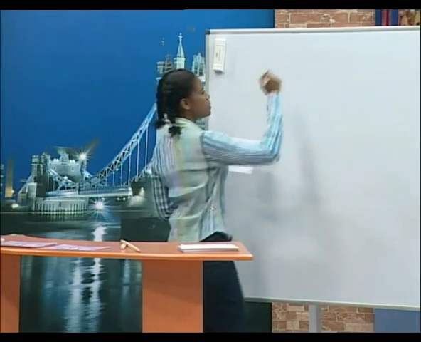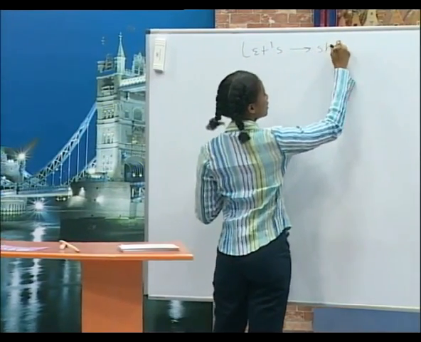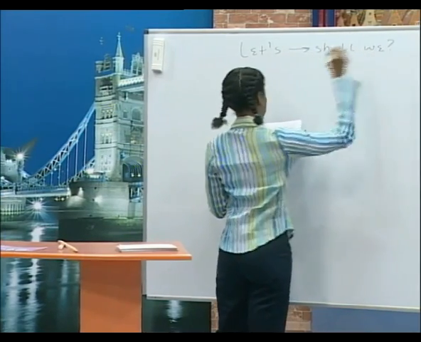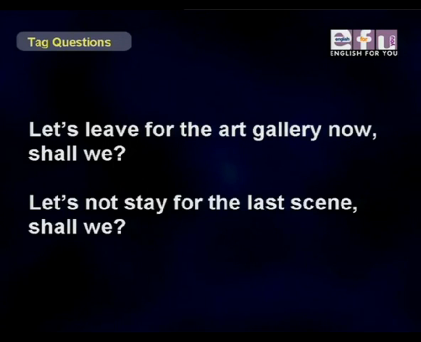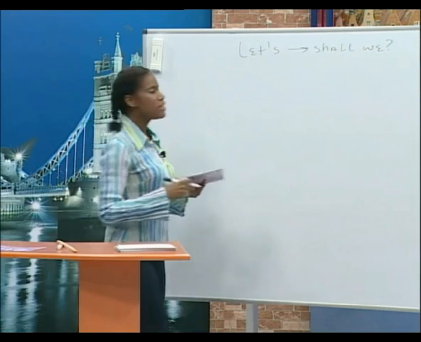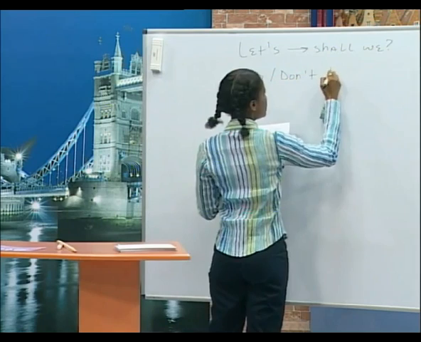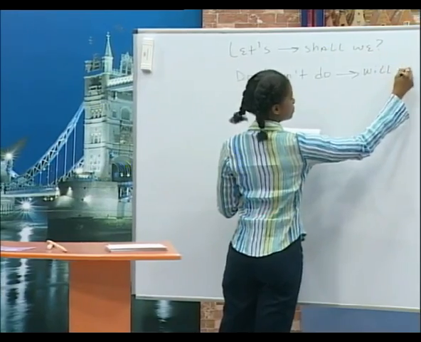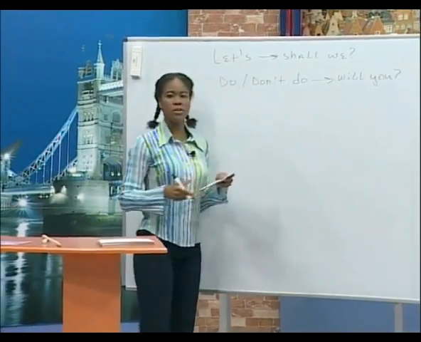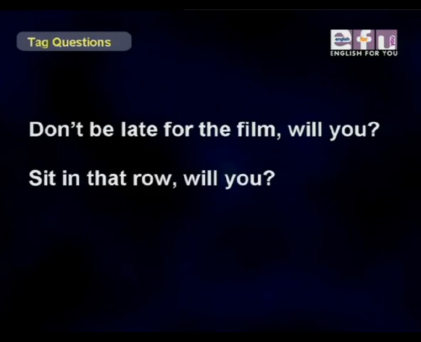Now, after let's, the question tag is shall we? For example, let's leave for the art gallery now, shall we? Let's not stay for the last scene, shall we? After the imperatives, do or don't do, etc., your question tag is usually will you? For example, don't be late for the film, will you? Sit in that row, will you?